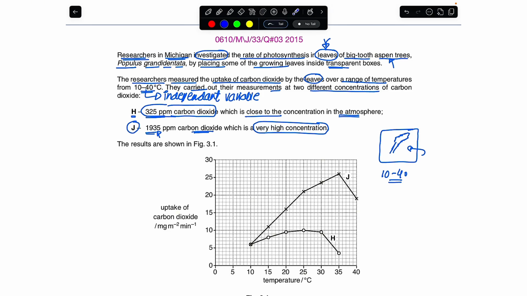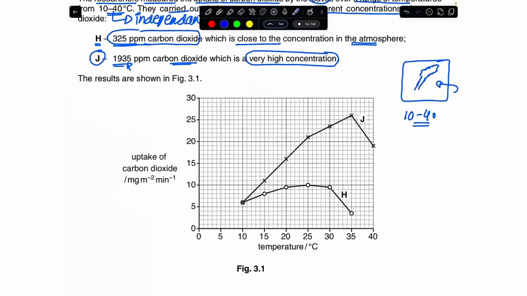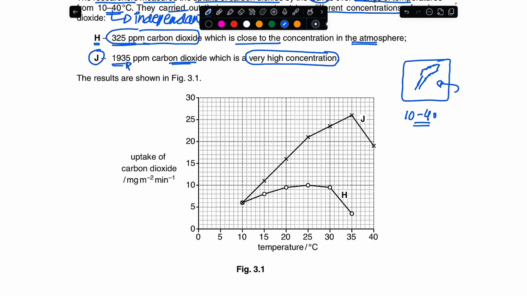Ultimately they would be measuring the rate of photosynthesis. Now, if we look at figure 3.1, where they have presented you with the graphs, I have this J in which the carbon dioxide concentration was kept very high. And in H, the carbon dioxide concentration was equivalent to the atmospheric CO2, and this was 325 parts per million. On the x-axis, temperature is coming. This is the independent variable that we would change from 0, and here they have given you values till 40.